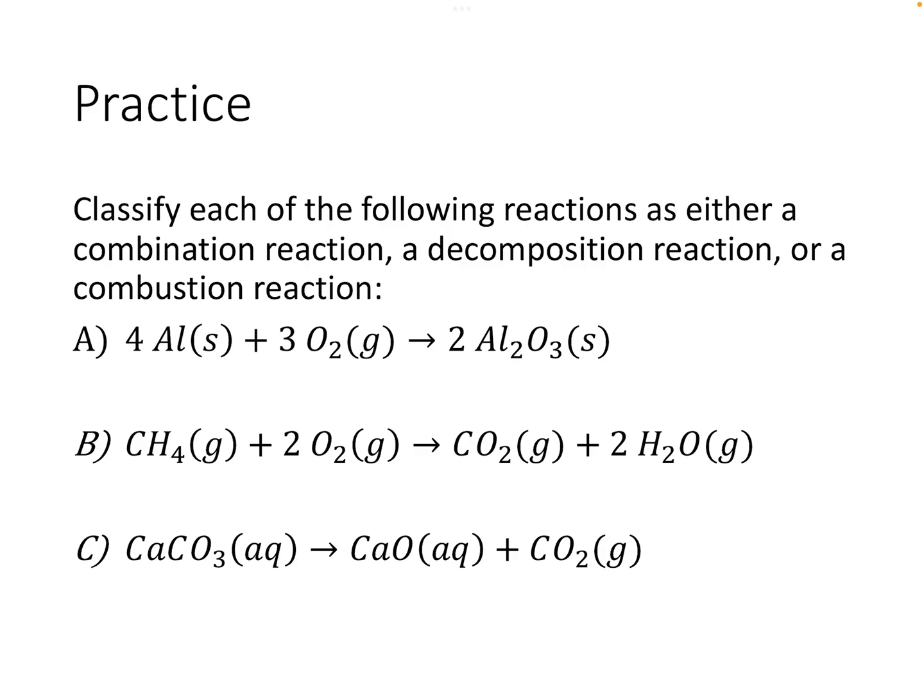All right, so A, how would we classify this reaction? Combination. So we're combining 2 things to make 1 thing. So again, we only have 1 product. In this reaction, we're combining aluminum and oxygen to create aluminum oxide.